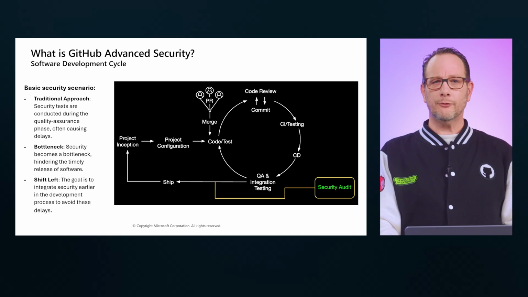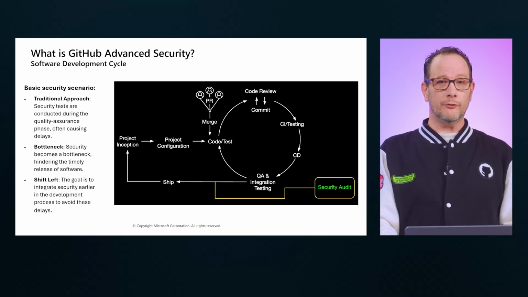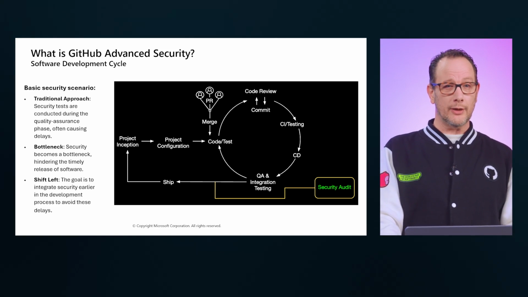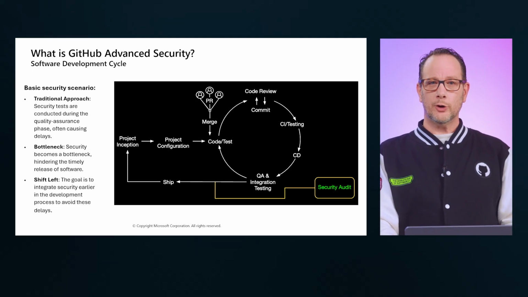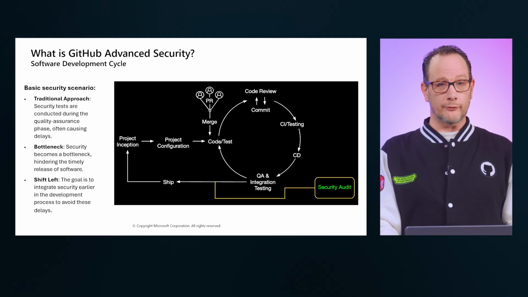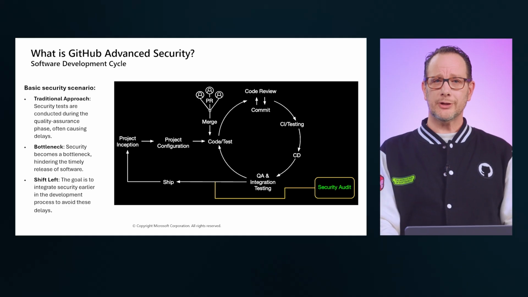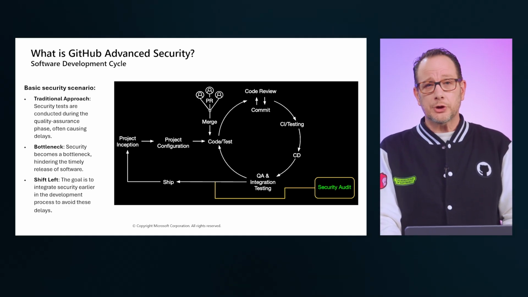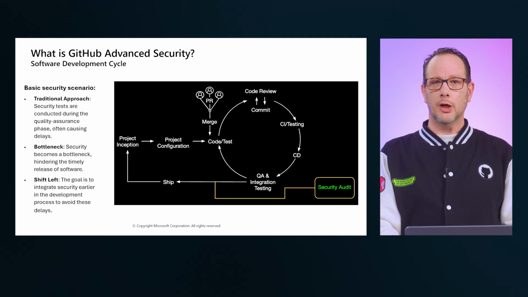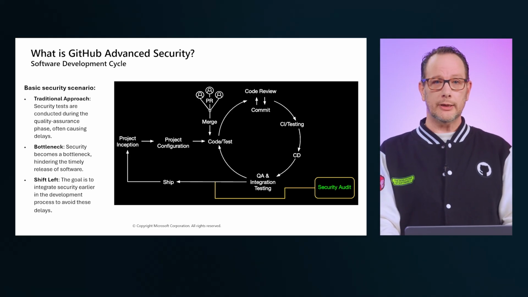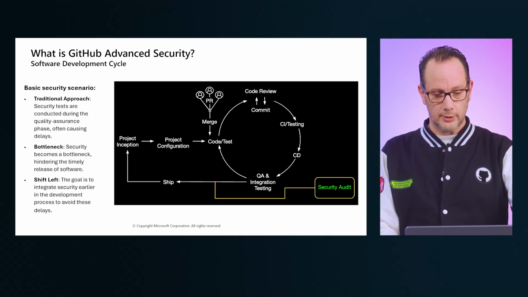Now, what difference does the GitHub Advanced Security feature make in your application lifecycle? Let's have a look at this basic security scenario first. This example illustrates a traditional security as a gate approach, in which a single security test or maybe a series of security tests take place during the quality assurance phase.